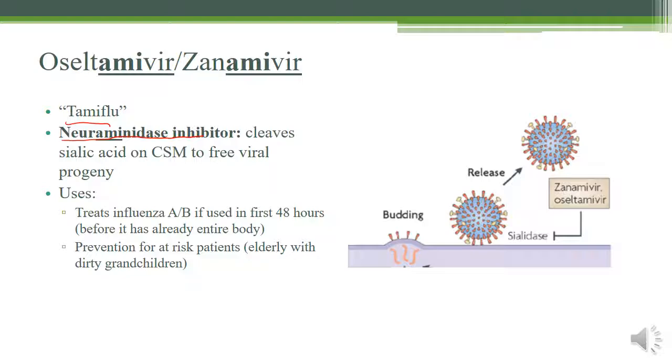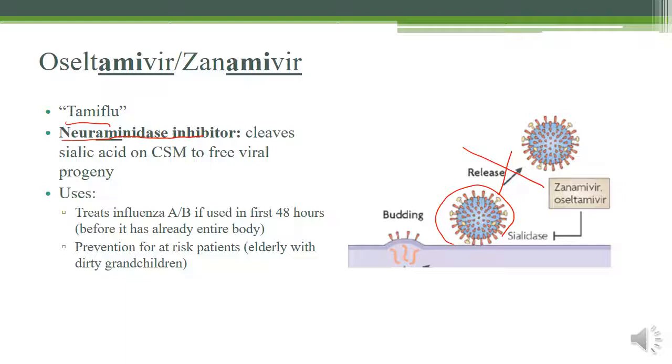This neuraminidase inhibitor prevents the virus from spreading. It prevents the breakdown of sialic acid. So while the new progeny viruses will start budding, they are prevented from being released and continuing the infection. So you can stop the flu early if you catch it early.